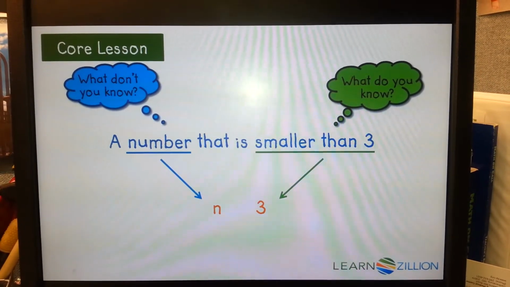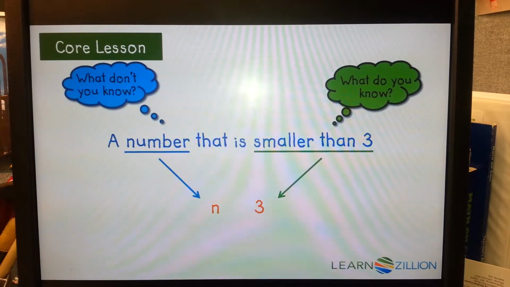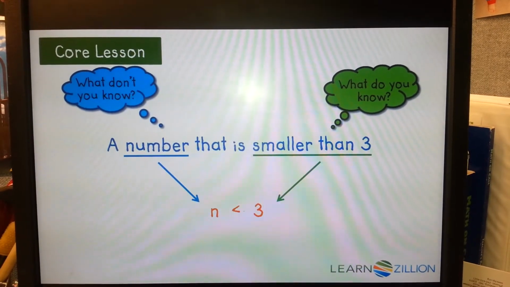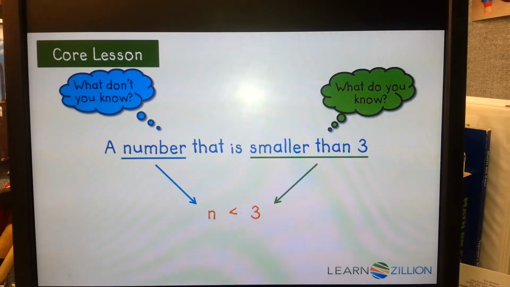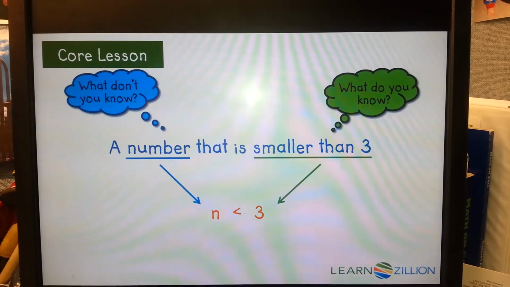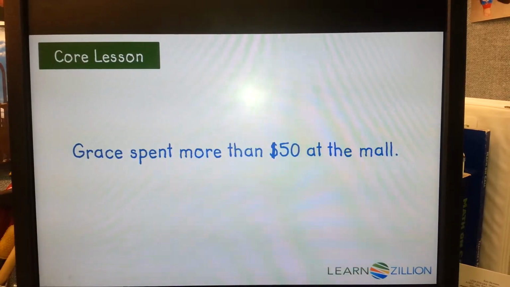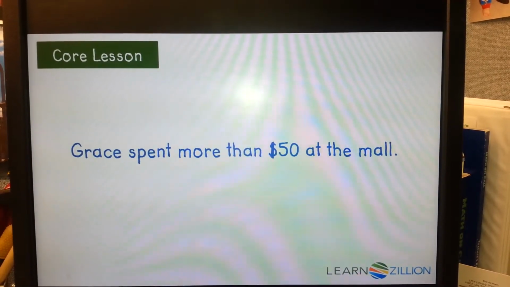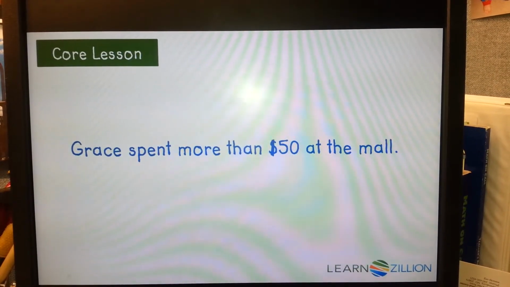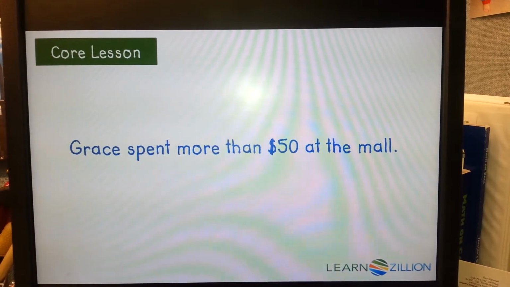So if we know that our variable n is smaller than 3, how would we write that? n is less than 3. This represents a group of numbers that is smaller than 3. So now we're back to our situation. Grace spent more than $50 at the mall. How could we represent this situation as a number sentence?